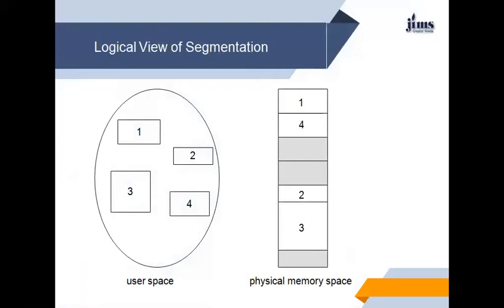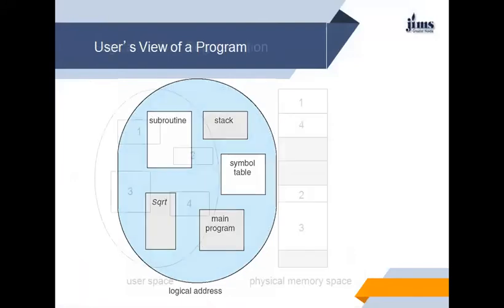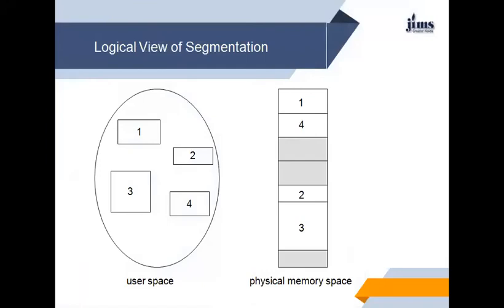Logical view of segmentation. Suppose the previous one, which we have seen: the subroutine, stack, symbol table, main program, square root, etc. Here we have represented these by, let's say, 1, 2, 3, 4. So 1, 2, 3, 4 all have different segmentation and they also have different sizes. So we have put this into the physical memory. We have placed 1 here, 4 here, 2 here, 3 here.